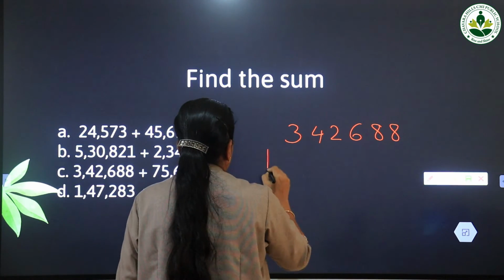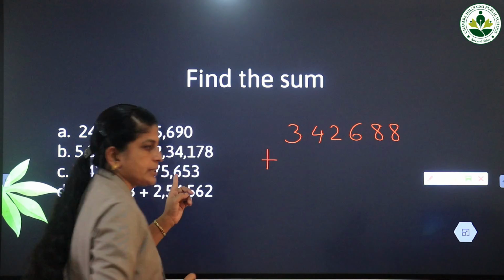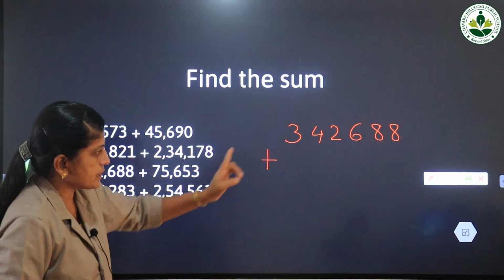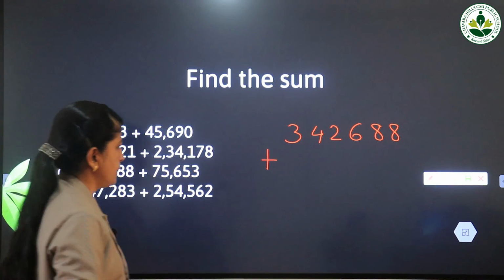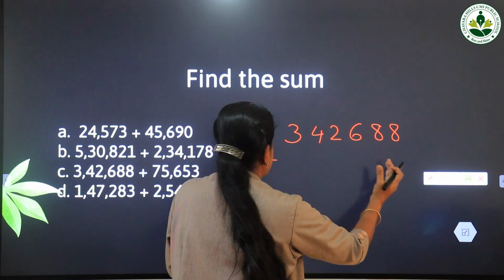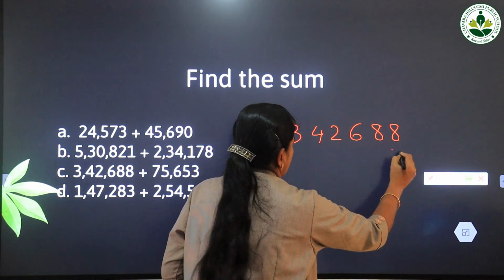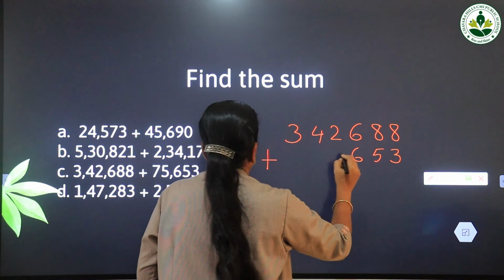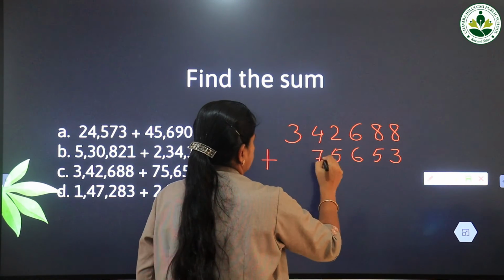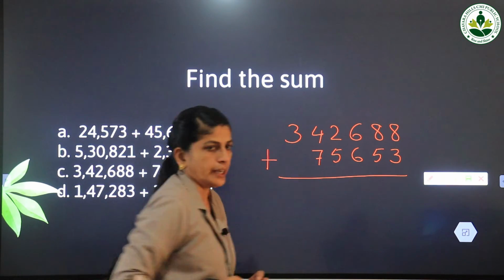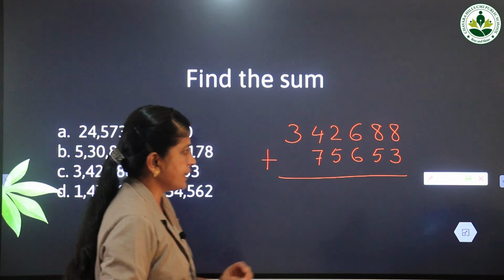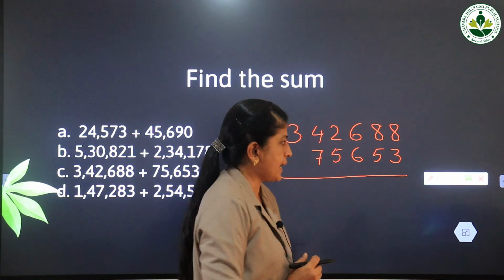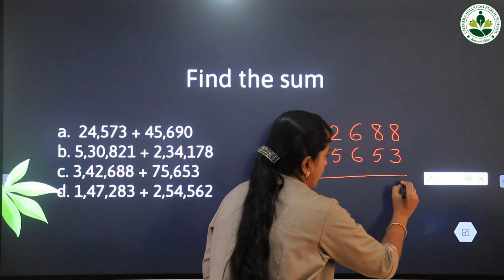Okay, let's do that addition. 3,42,688 plus 75,653. There are only 5 digits and the first number contains 6 digits. Therefore, start writing the digits from the right side. 3, 5, 6, 5, 7. Okay, then do the addition. First add the digits in the ones place. 3 plus 8. What is 3 plus 8? 3 plus 8 is 11.